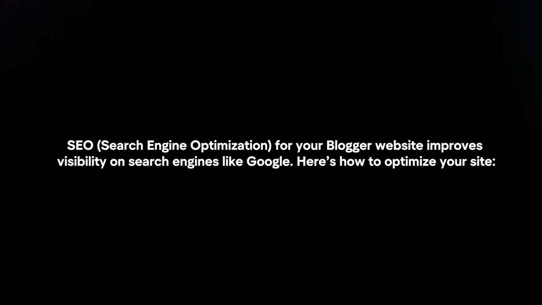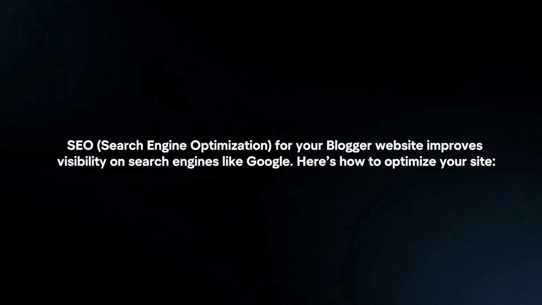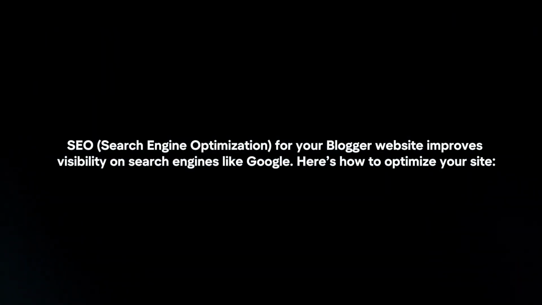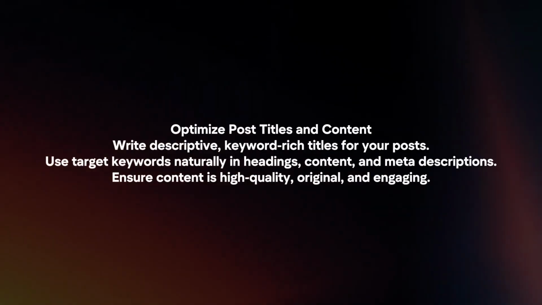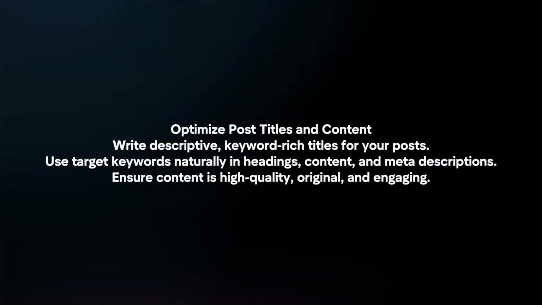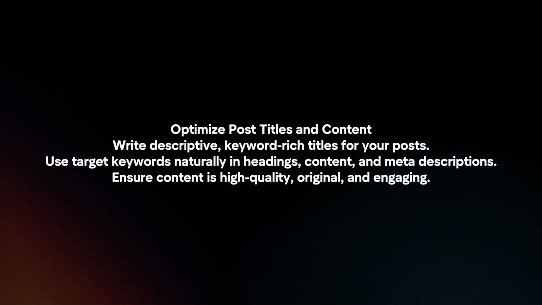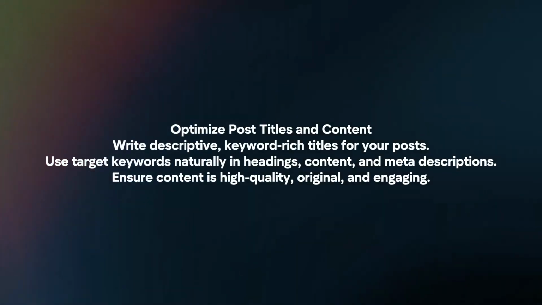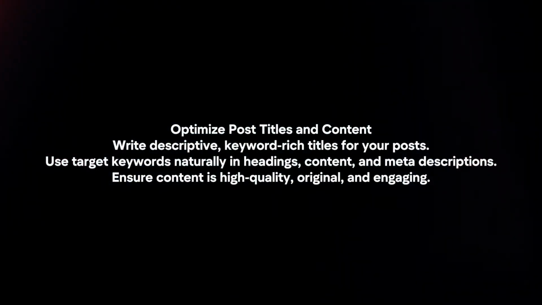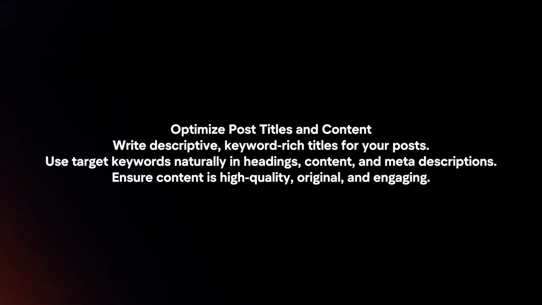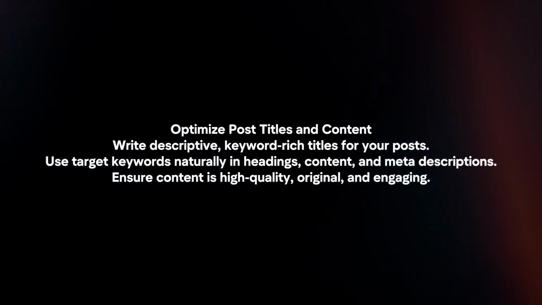SEO for your blog or website improves visibility on search engines like Google. Here's how to optimize your site. Optimize post titles and content. Write descriptive, keyword-rich titles for your posts. Use target keywords naturally in headings, content, and meta descriptions. Ensure content is high quality, original, and engaging.